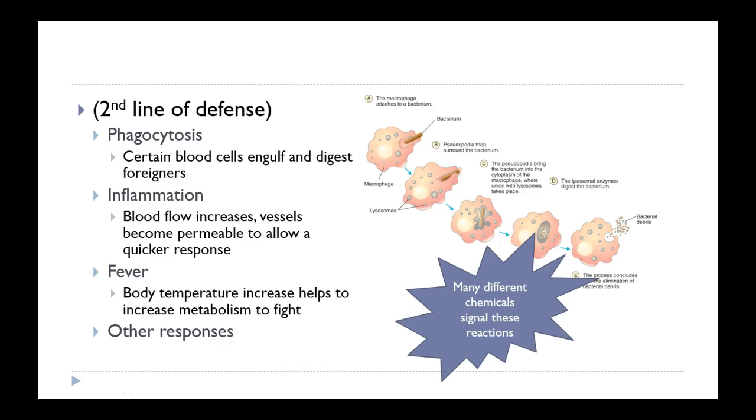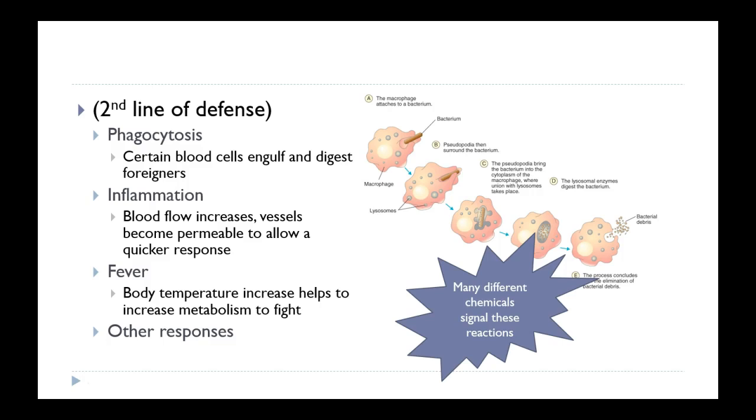The blood vessels become more permeable, and so there are certain white blood cells and chemicals that are circulating throughout the body, and they may need to get to the tissues where there could be infection. So inflammation helps this to occur more quickly. Fever, increasing body temperature, also increases metabolism, and so different substances that need to be made and transported can be made more quickly. So a little bit of a fever is a good thing.